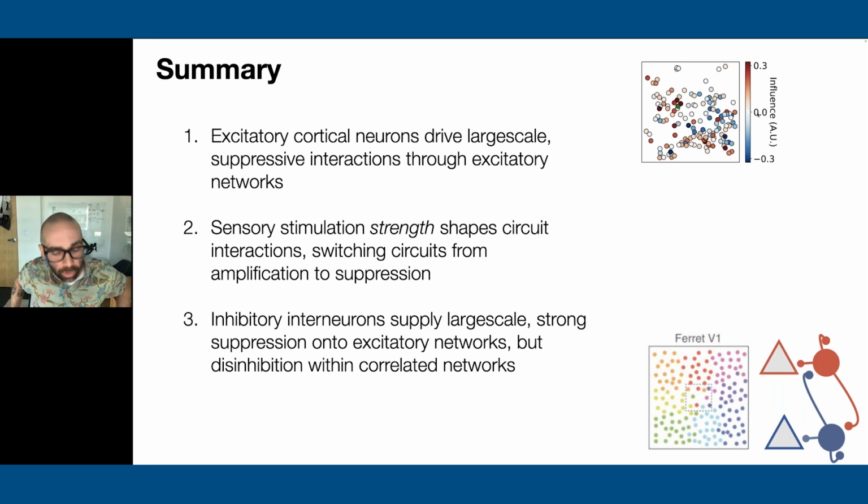Okay, so I'm going to give a summary, and then I have 2 more slides about some work that I'm very excited about that we're also working on in the lab that's new stuff. So today I showed you that excitatory cortical neurons drive large-scale suppressive interactions through and within excitatory networks. I showed you that sensory stimulation strength shapes the recurrent interactions. It seems to switch circuits from an amplification to a suppression regime. And also we found that inhibitory interneurons can supply large-scale strong suppression onto excitatory neurons, but also suggest that there's lots of disinhibition within these recurrent circuits.